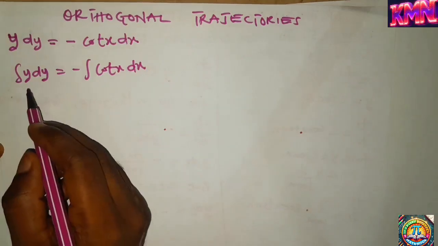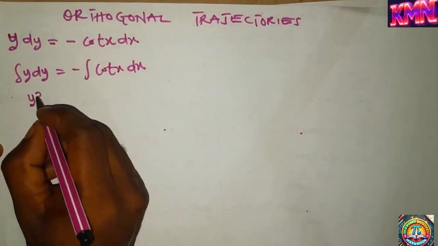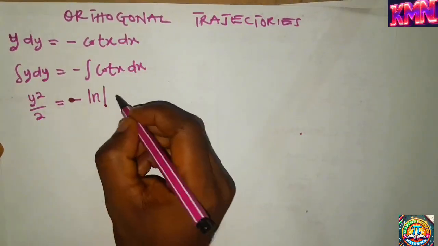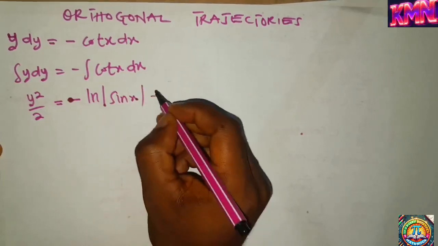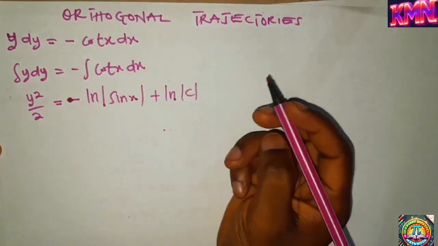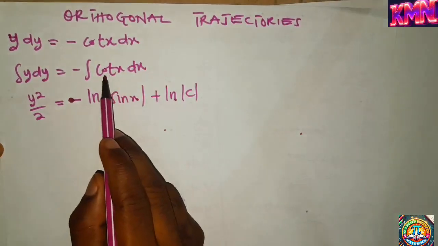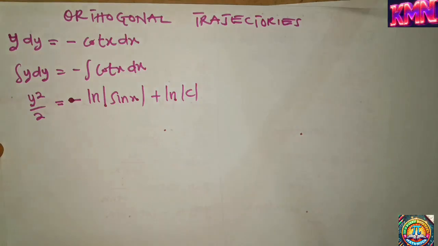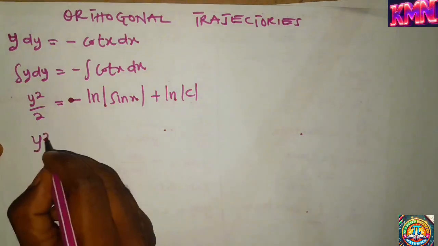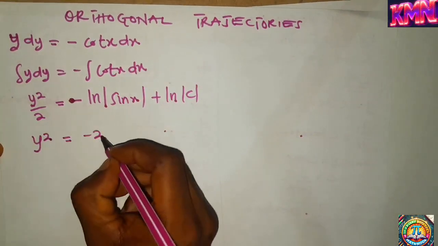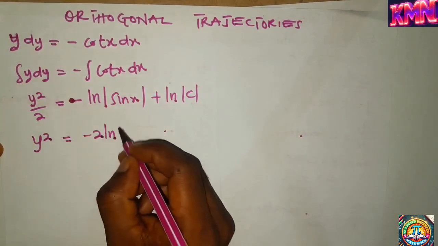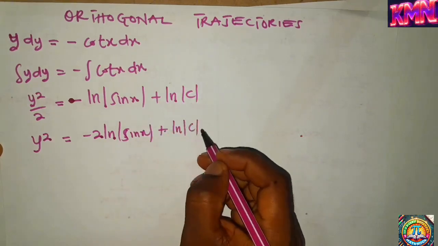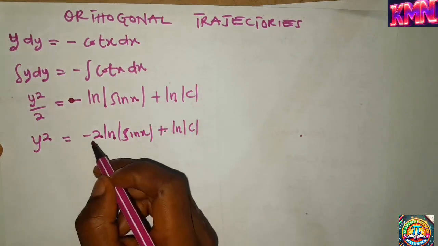and integrating, the left hand side, we will get y squared on 2 equals negative ln sine x plus ln c. Note that when you integrate cot x, you are going to get ln sine x. Simplifying further, we will get y squared equals negative 2 ln sine x plus ln c. This is a constant, so I can choose not to multiply by the 2.